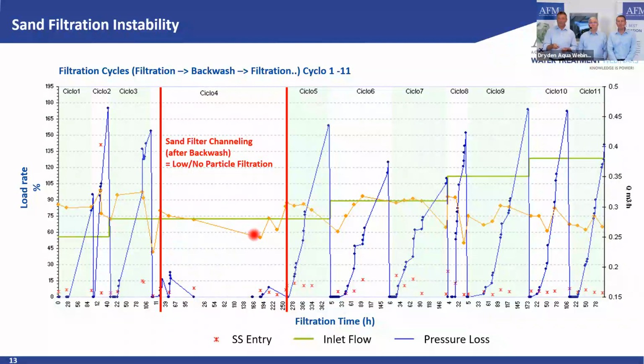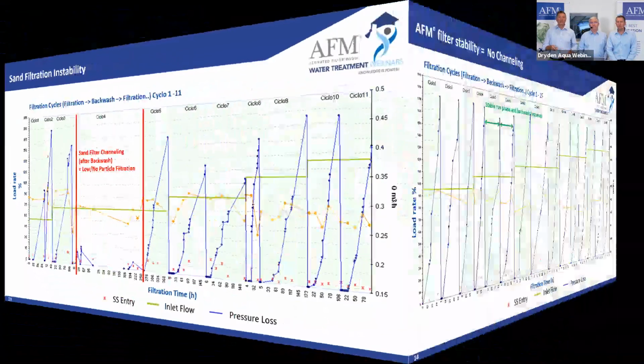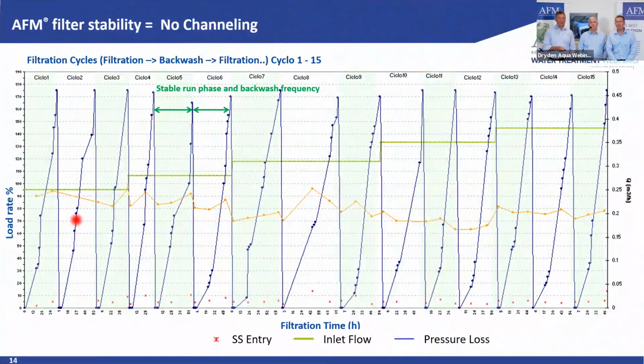Here, nothing happens. There is no increase in pressure. That means there is no filtration, like you bypass the filter. When it's channeled, it's like you bypass the filter. These are the highways we have seen before, and it should not be like this. And you see here we had 11 cycles. Here, this is with AFM, and you see it's very regular. You filter, you have a buildup of your differential pressure, your backwash, buildup of your differential pressure, backwash. It's very stable. We also have more backwashes, but shorter ones.